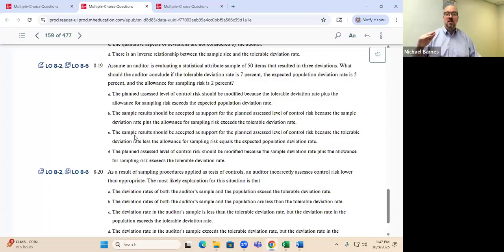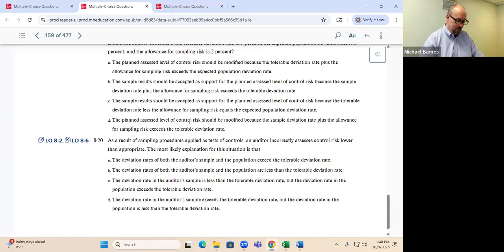Now which of these answers best represents that explanation? Let's look at D. The planned assessed level of control risk should be modified because the sample deviation rate plus the allowance for sampling risk exceeds the tolerable deviation rate. That matches my explanation, so D is our answer.